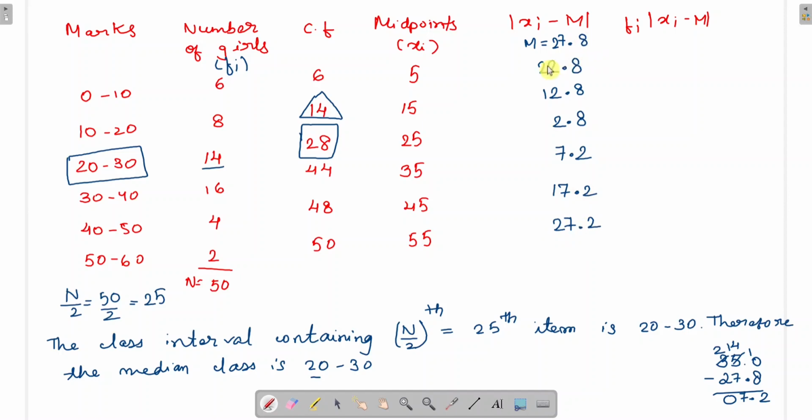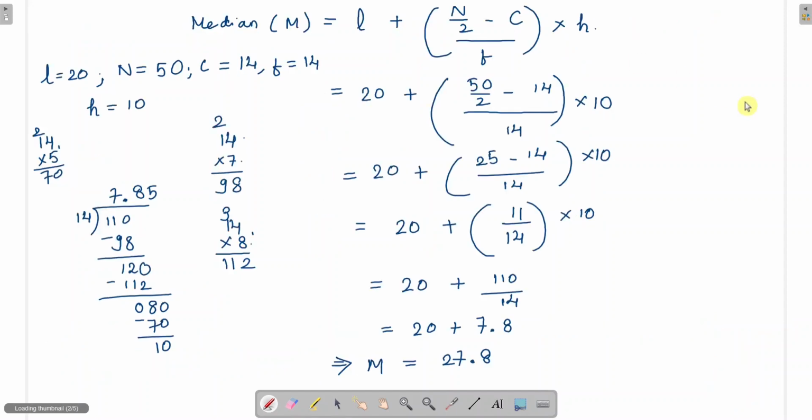Now we have to find the product fi into modulus of xi minus m. So 6 times 22.8. 6 times 8 is 48. 6 times 2 is 12 plus 4 is 16. 6 times 2 is 12 plus 1 is 13, so 136.8.